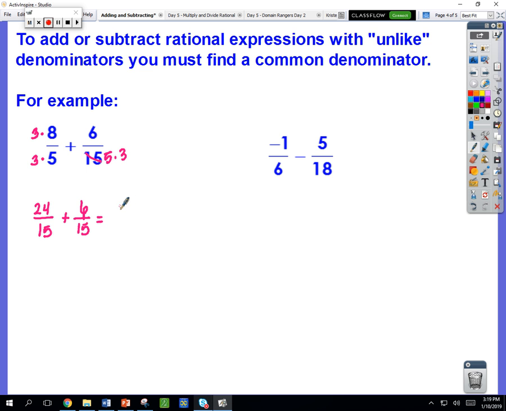24 plus 6 is 30. And again, this bottom number stays the same. And then I reduce if I can. And I can reduce this to the whole number 2.